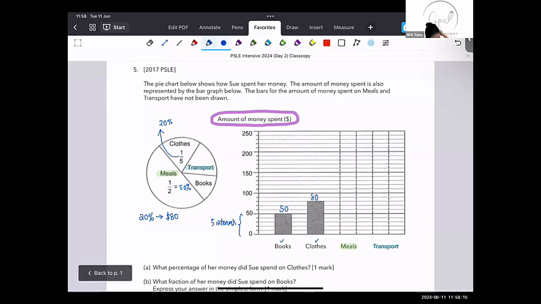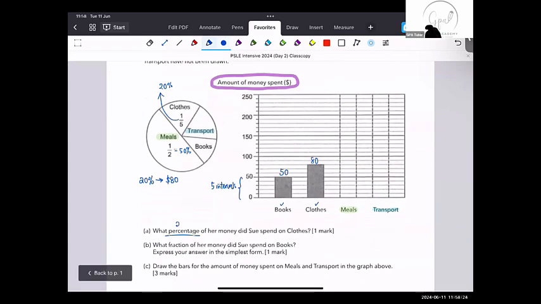I didn't even read the first question. What percentage of her money did she spend on clothes? Your answer is already there, 20%. You are just converting the fraction here to percentage, and that will give you 1 mark. Do you even need to compare the pie chart and the bar graph? Nothing. It's just converting that fraction. That will give you 1 mark.